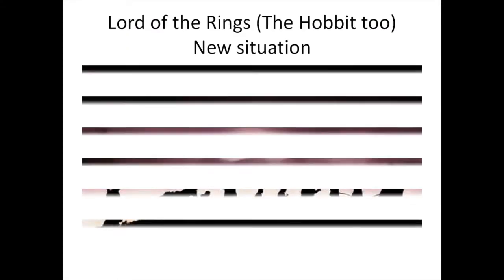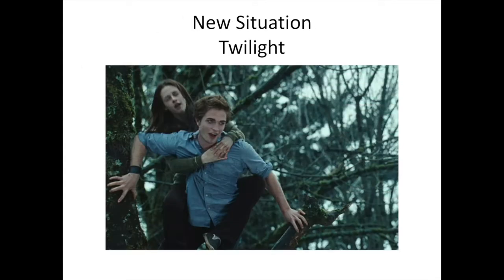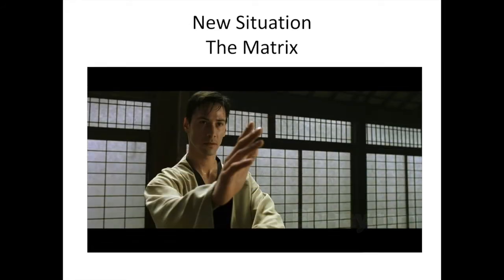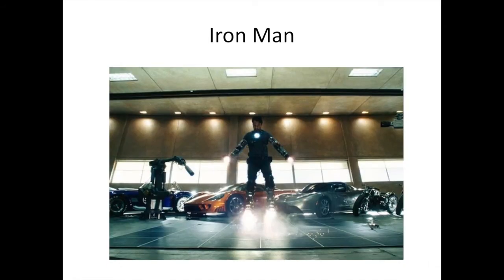So in Lord of the Rings, that's when they go off and start doing their Lord of the Rings adventure stuff. In Twilight, that's when the sparkly vampire guy and the girl are running around in the forest, and all of a sudden there's this new and exciting life they have. In The Matrix, that's when he learns Kung Fu and becomes a Kung Fu master. He's not just a boring desk jockey anymore. He's now a superhero. In Iron Man, that's when he's building his Iron Man suit. So he's basically building his own superpowers.